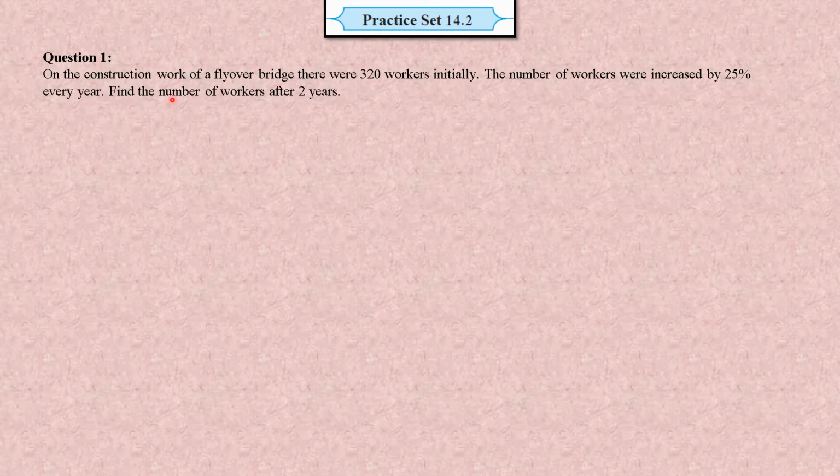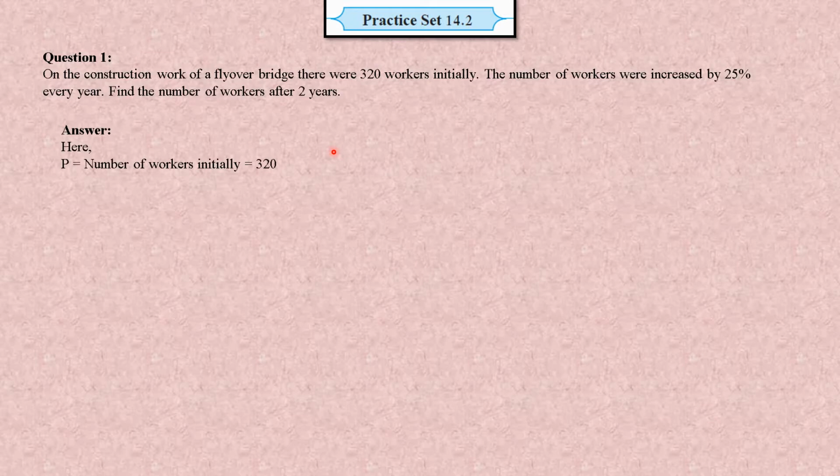Question 1 says, on the construction work of a flyover bridge, there are 320 workers initially. The number of workers were increased by 25% every year. Find the number of workers after 2 years. First, let us start with the solution by writing what all is mentioned in the question.